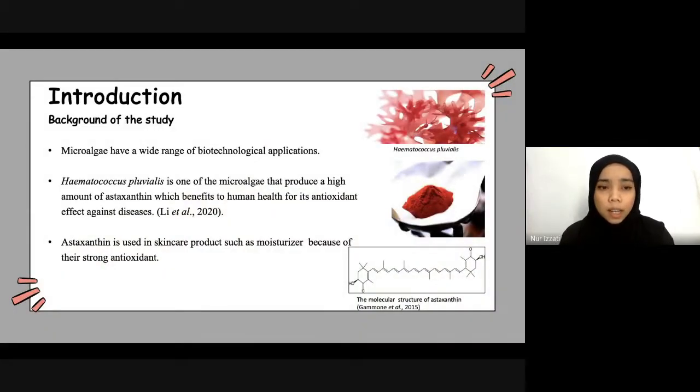Microalgae are organisms that have a wide range of biotechnological applications, such as nutraceutical applications. Haematococcus pluvialis is one of the microalgae that produce a high amount of astaxanthin that gives many benefits to human health, including skin benefits. Astaxanthin is used in skincare products such as moisturizer because of its strong antioxidant.